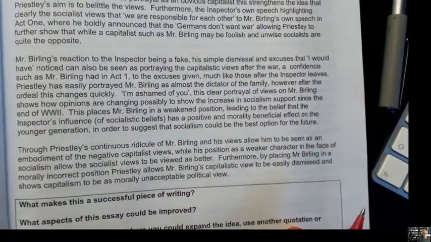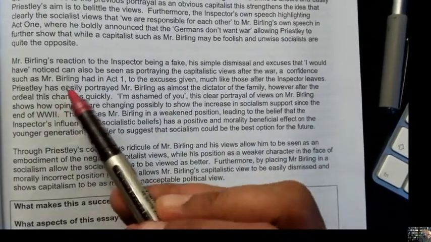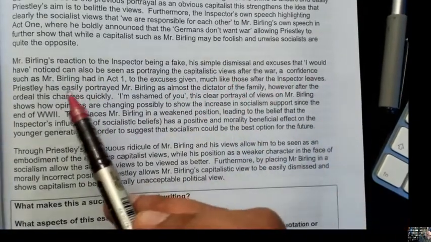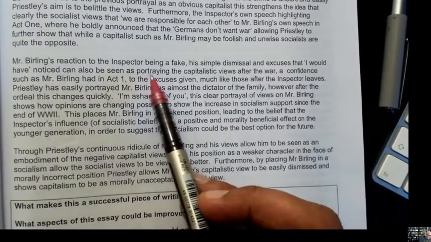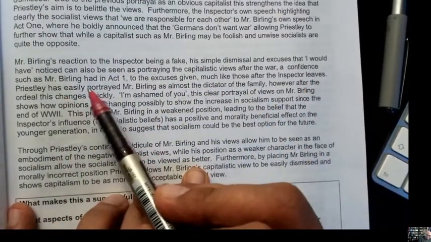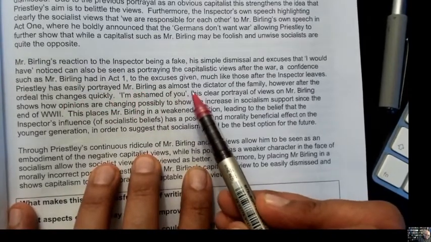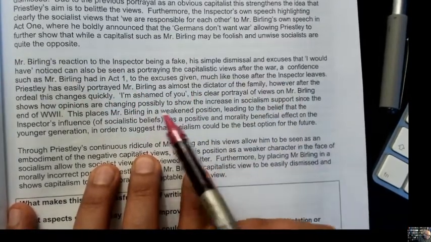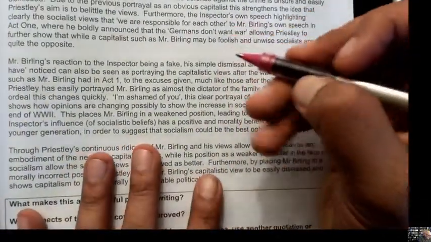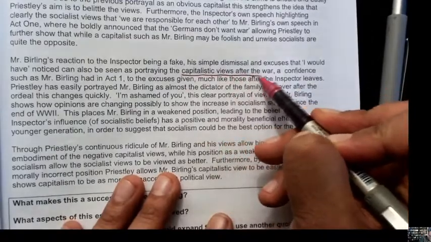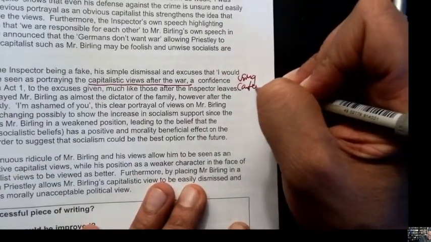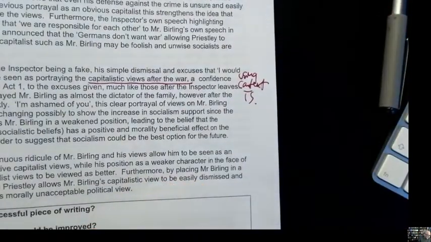They say this is a perfectly competent piece of writing. "Mr. Birling's reaction to the inspector being a fake, his simple dismissal and excuses that I would have noticed, can also be seen as portraying the capitalist views after the war, a confidence such as Mr. Birling had in Act 1 to the excuses given, much like those after the inspector leaves." That is way too long and too confusing for me, but ultimately what is interesting is using context for the topic sentence.